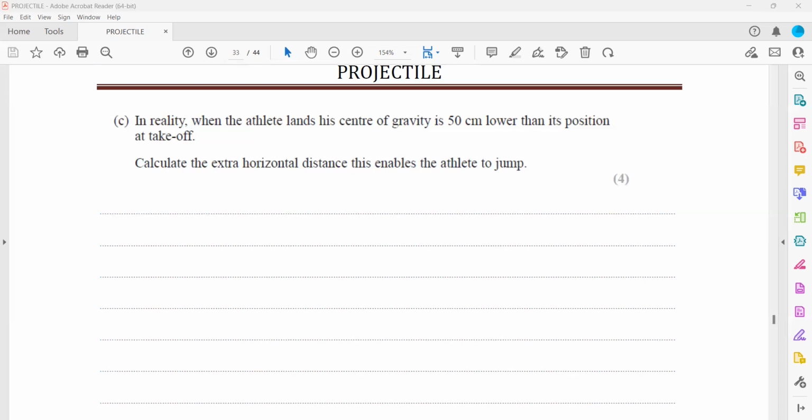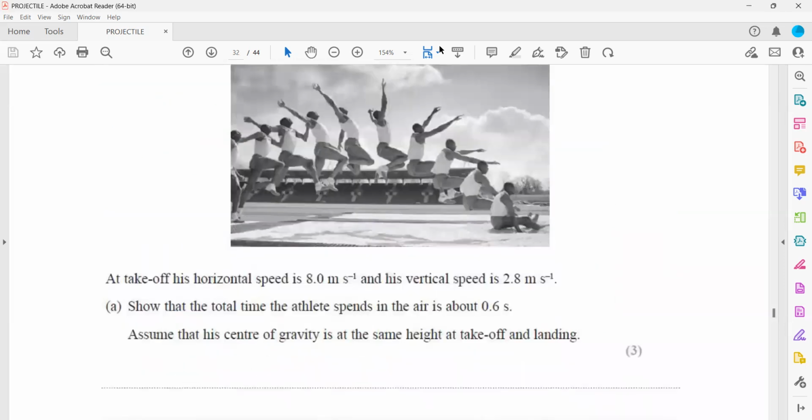Basically, what happened, if we ignore the air resistance, as we do when solving such questions: the horizontal speed was 8 and the vertical speed was 2.8. When the athlete is at his maximum height, he has only the horizontal speed, which is 8, but no vertical speed. But if he lands on the same level, then he will also have the same vertical and horizontal speed, but the direction will be opposite.